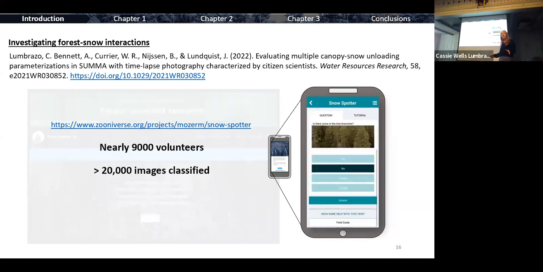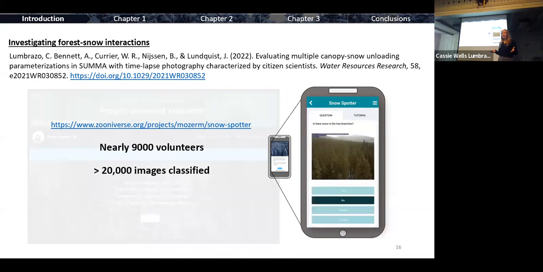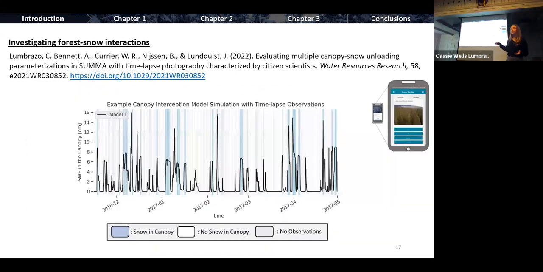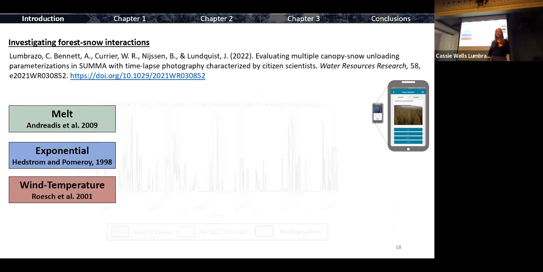But I wanted to do something with this data because there was a lot of data. And so what we did was take those classifications of presence of snow or absence of snow, and we were able to use that to evaluate hydrologic models. So we were able to say, if our model was modeling snow in the canopy at the same time as our observations of snow in the canopy, then we're getting that time step correct. So simple binary. I used 3 models, which I'm not going to go into the details here. You can reference my paper if you want.